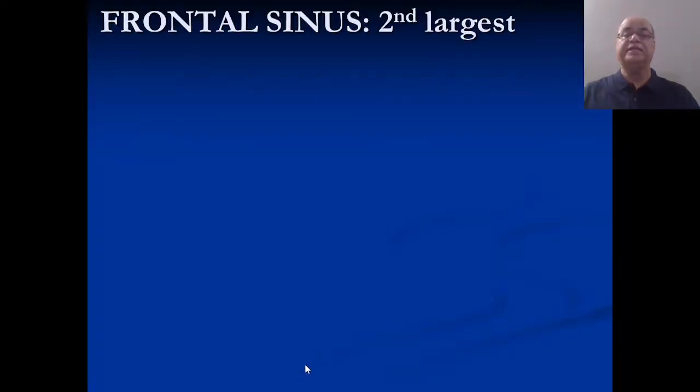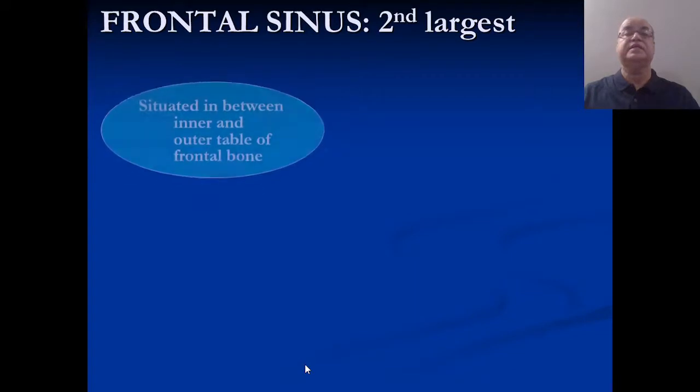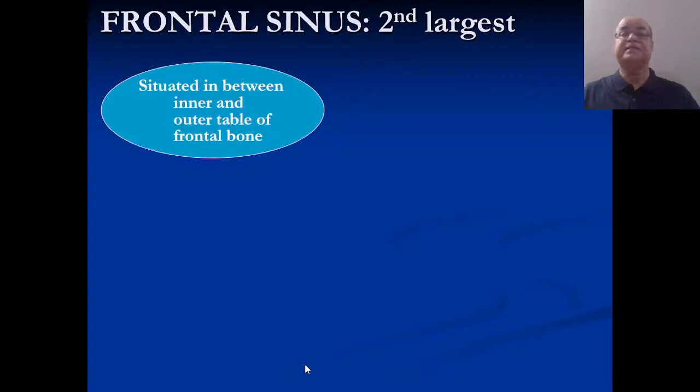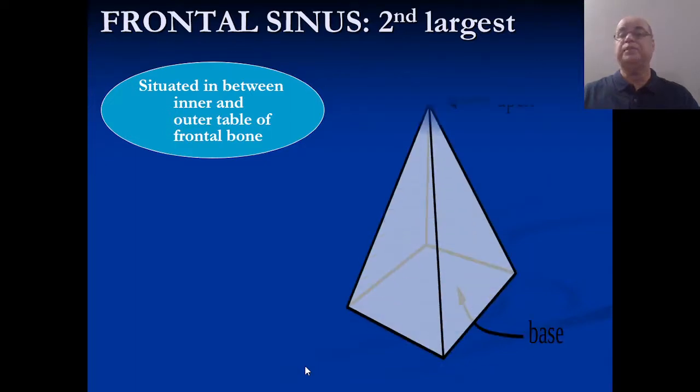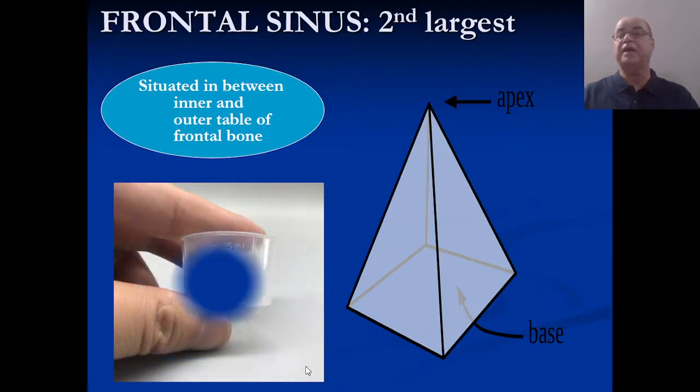Now, the second largest paranasal sinus is the frontal sinus. It is situated between the outer and inner table of the frontal bone, and it is again pyramidal in shape, just like the maxillary sinus, but here the apex is upward and the base is formed by its floor. Its capacity is 5 to 10 ml.